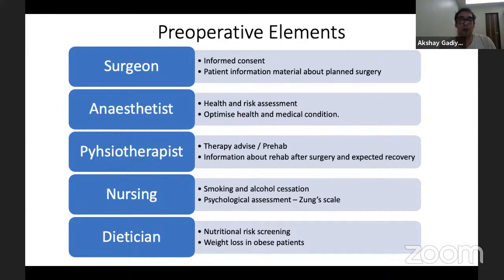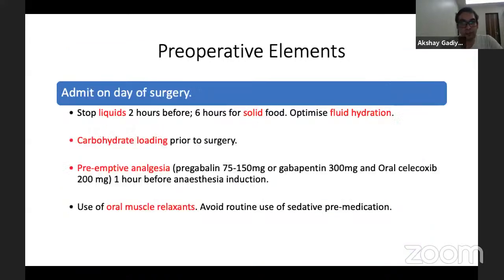advice given to the patients prior to surgery, because it has been proven widely in the literature that if patients are involved actively in rehabilitation prior to surgery, they have a comparatively better outcome after surgery. The nursing team educates the patient about stopping smoking as well as alcohol, and psychological assessment is done using the Zung scale. Dietitians also get involved to screen the patients for any nutritional deficiencies, as well as address them before surgery. Obese patients are encouraged to lose some weight, because we are well aware of the problems obesity can cause after lumbar spine surgeries.